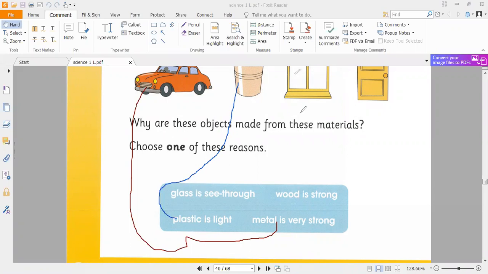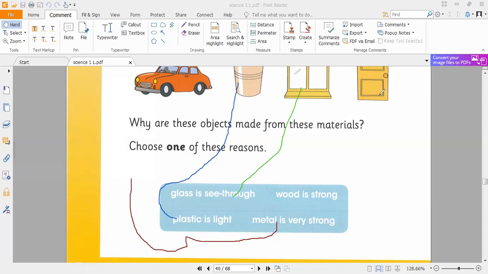Okay. Window. Window is made of glass. Why are the windows made of glass? Because glass has a property to see through. From the glass, what can we do? We can see outside from the glass. So window is made of glass, so we can see through this. Okay, boys, understood? And the last one is door.